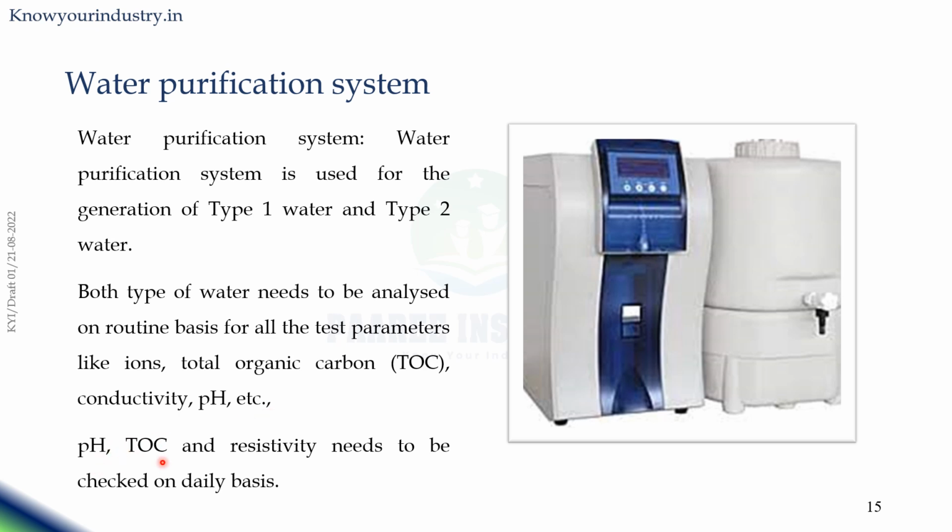pH, total organic carbon and resistivity need to be checked on a daily basis in this instrument. Type 1 water is the most commonly used pure water form in case of HPLC and other sensitive instruments like LCMS. Type 2 water can be used for sample processing and other purposes.